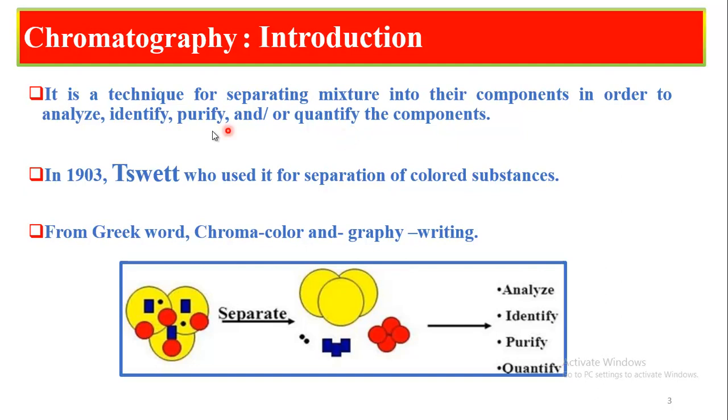Basically, chromatography was first introduced in 1903. Michael Sweat was the scientist who first used this technique for the separation of colored substances, and that is why he used the words chroma, meaning color, and graphy, meaning writing. Basically, these are Greek words, chroma and graphy. So chromatography is derived from these words, and Michael Sweat used it for the first time for the separation of colored substances.